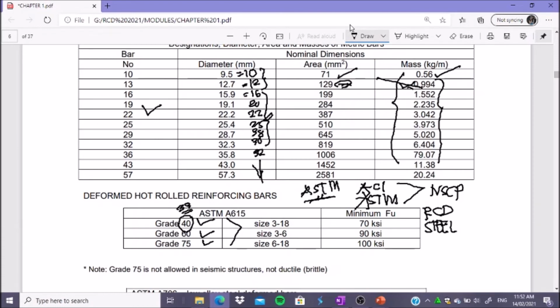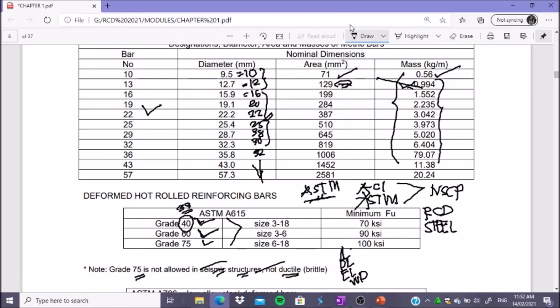Okay. It says here, note: grade 75 is not allowed in seismic structures. Usually we design medium rise to high rise. Our basis is always live loads, dead loads, earthquake loads, and wind load. When there are earthquake loads, we need a ductile material, so we do not use 75. At least up to 60. This is for high rise, as mentioned earlier.